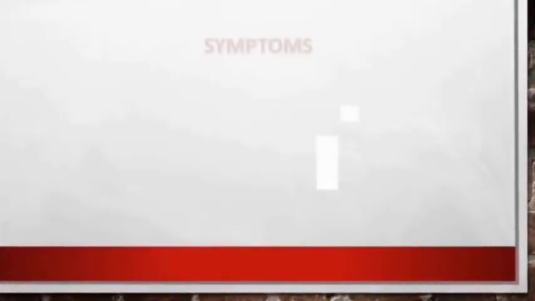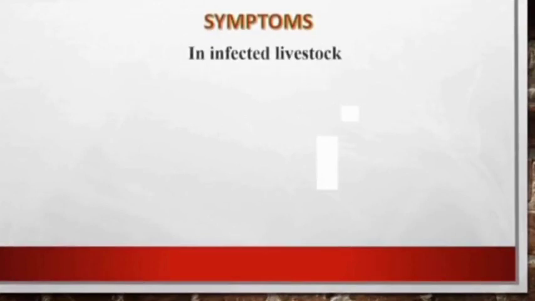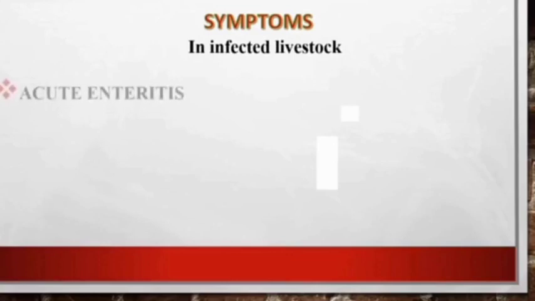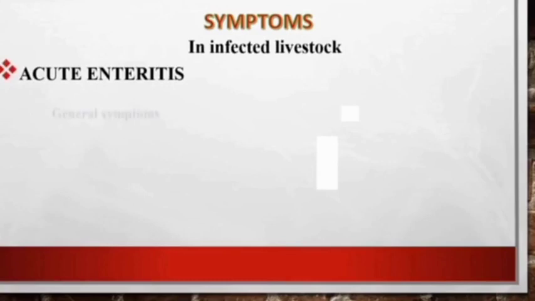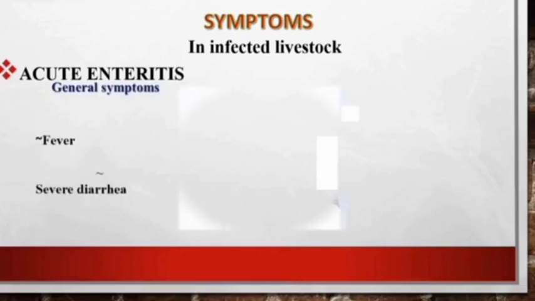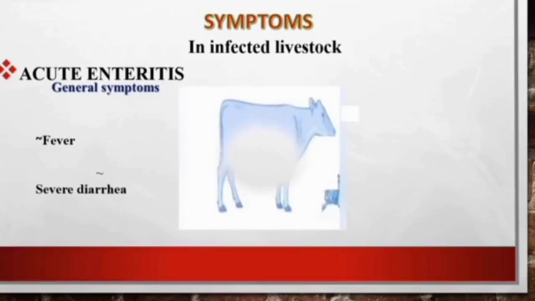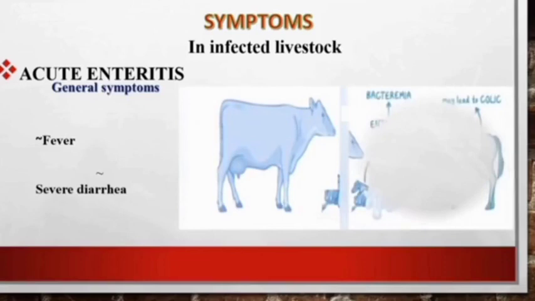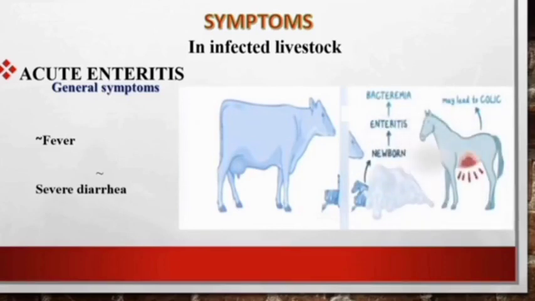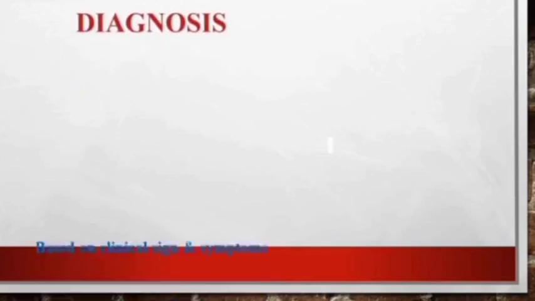Moving further, the symptoms shown in infected livestock animals include acute enteritis. Its general symptoms are fever and severe diarrhea in the animal. Now you will see this is a cattle, and you will see how she is in a situation of diarrhea.